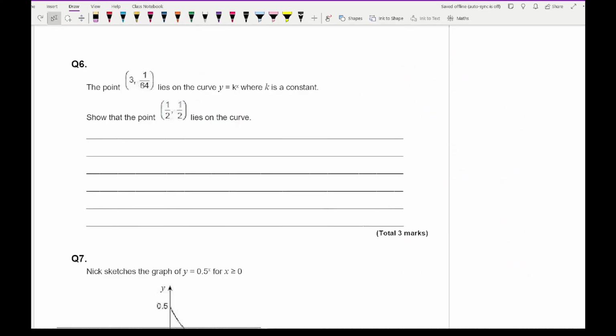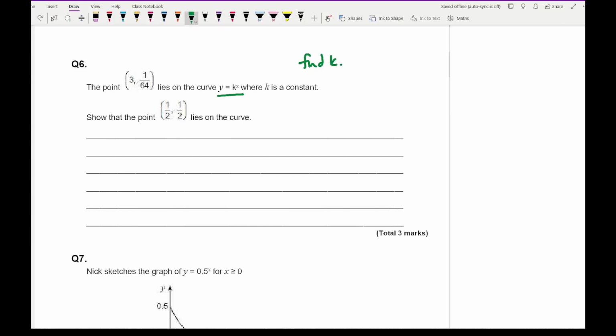Now moving on to question 6, it says the point (3, 1/64) lies on the curve of y equals k to the power of x, where k is a constant, so k is just going to be a number that we don't know yet. And the question is asking us to show that the point (1/2, 1/2) lies on the curve. Now for this particular question, the first thing we need to do is to find k.